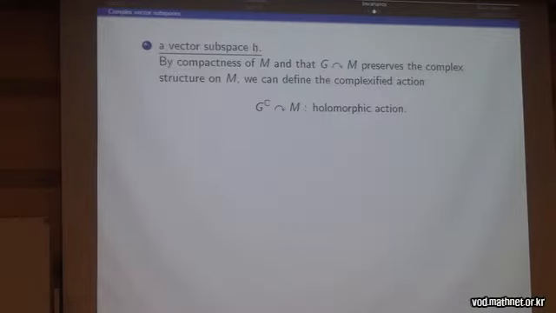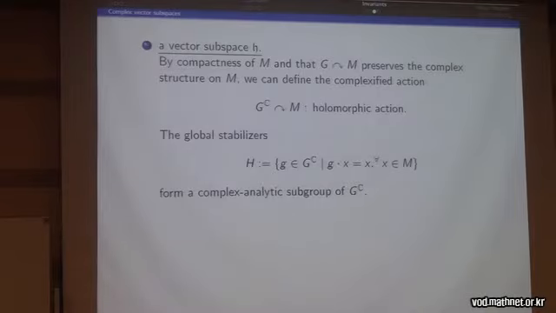And now we define another invariant. By compactness of M and the action preserves the complex structure on M, so we can define a complexified action. So this is G_C, an algebraic torus, and the action is a holomorphic action. Then we consider the global stabilizers. Namely, this is a subgroup, and each element fixes all points in M.